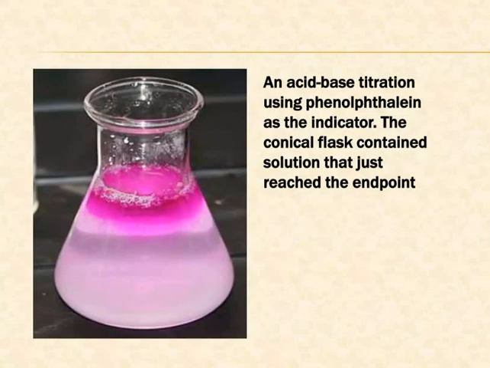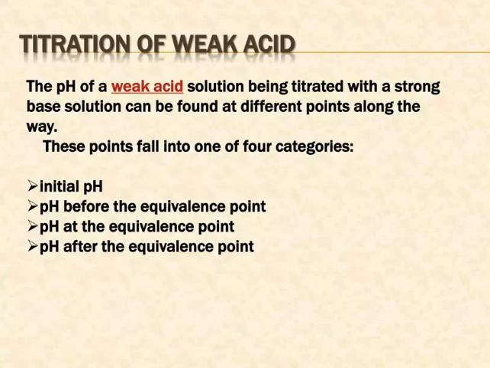Look here, an acid-base titration using phenolphthalein as indicator. The conical flask contains solution that just reached the endpoint. So, titration of a weak acid. The pH of a weak acid being titrated with a strong base solution can be found at different points along the way, and these points fall into one of 4 categories: initial pH, pH before the equivalence point, pH at the equivalence point, and pH after the equivalence point.